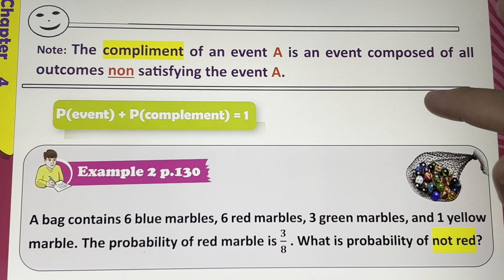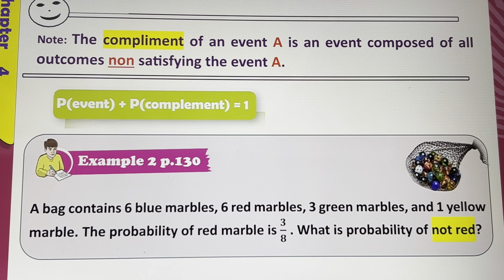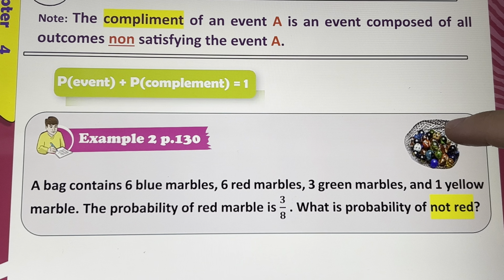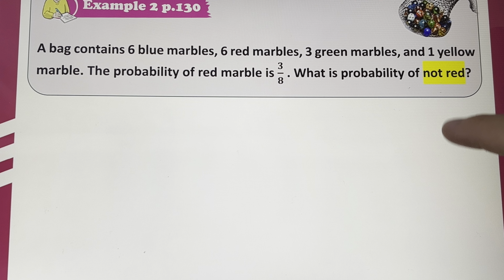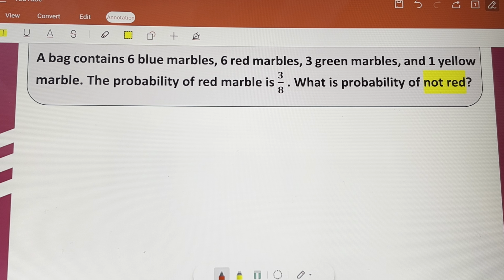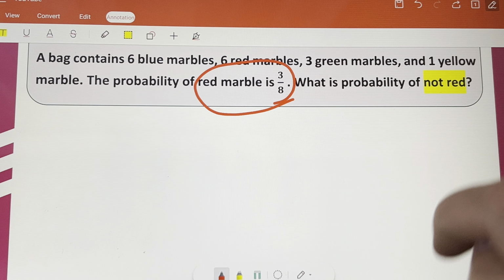We have this note, complement of an event. Complement of an event means the opposite of it. That's not satisfying the event A. For example, I have a question here. It says, we've got a bag that contains 6 blue marbles, 6 red marbles, 3 green marbles, and 1 yellow marble. The probability of red is 3 out of 8.